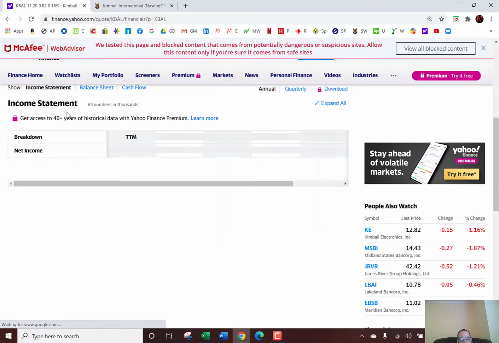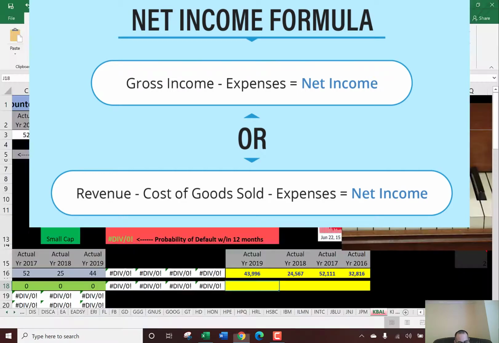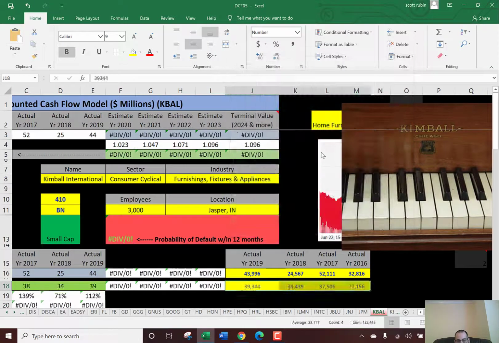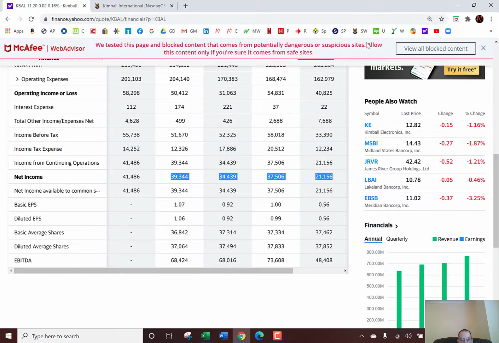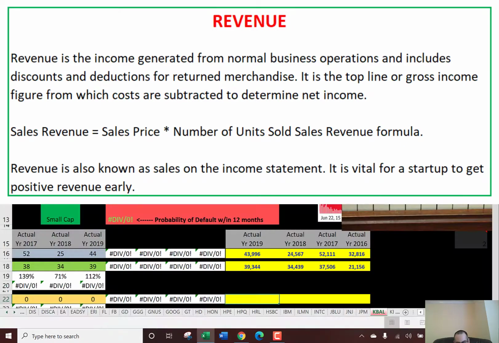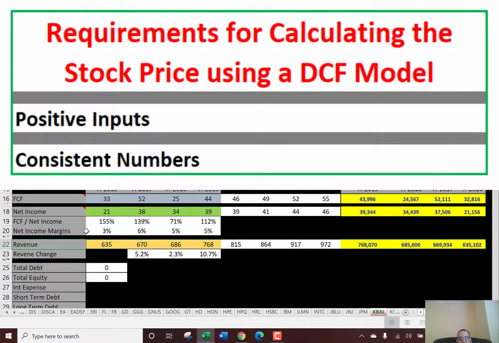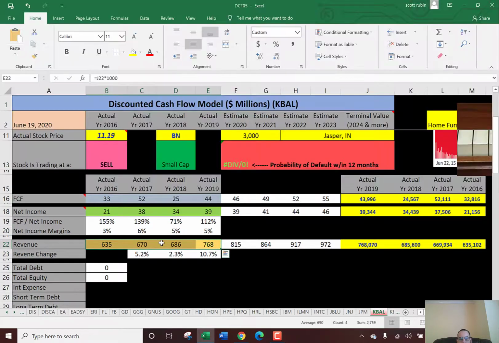Next we need net income, and this is the profit and loss, and this can be found in the income statement. And the last we're going to need is the revenue, which is just the sales. And we're going to take 4 years of that. And you want to make sure the numbers you're inputting are fairly consistent and positive. You need really those two things in order to run a discounted cash flow model. We have that, so let's move on.